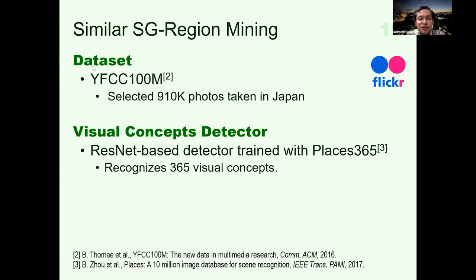The data set we used was YFCC100M, and we only worked inside Japan. We selected about 910,000 photos taken inside Japan. As a visual concept detector, ResNet-based Places365 was used, which recognizes 365 visual concepts.